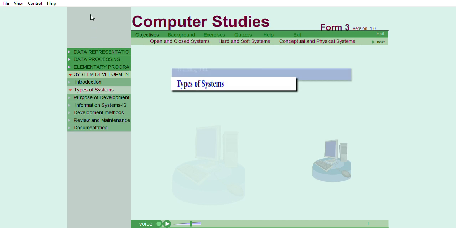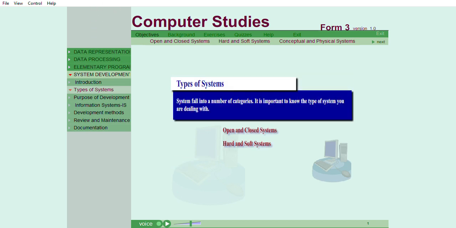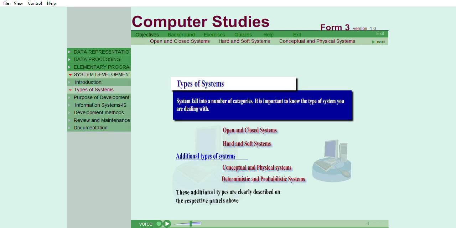Types of systems. Systems fall into a number of categories. It is important to know the type of system you're dealing with. Open and closed systems, hard and soft systems. Additional types of systems: conceptual and physical systems, deterministic and probabilistic systems.